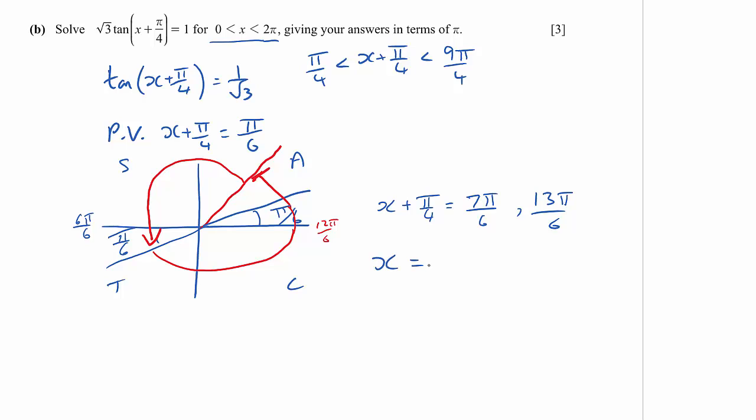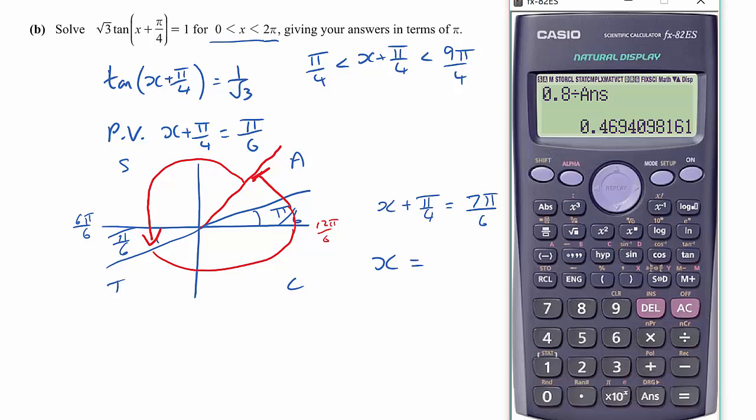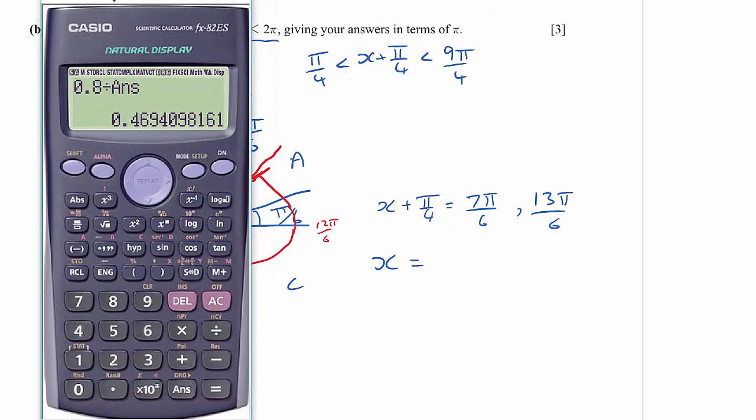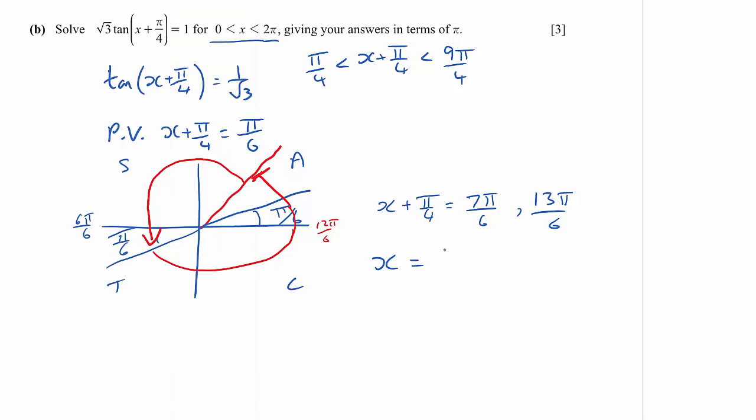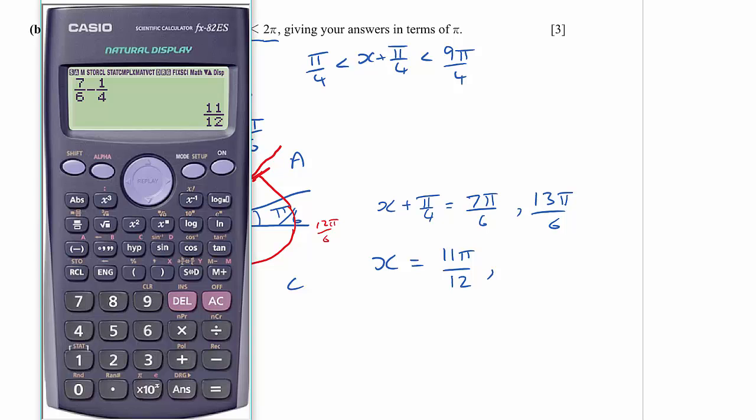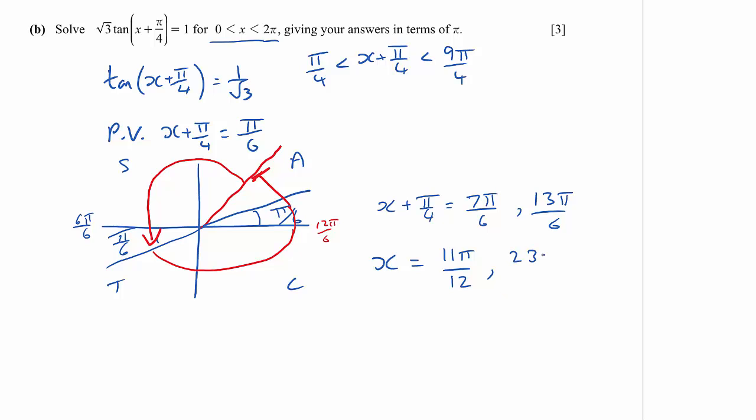And so to get x, we just need to take pi by 4 off each of those. So if I do 7 over 6, and I take away a quarter, that gives me 11 pi by 12. And then 13 over 6, take away a quarter, 23 pi by 12.